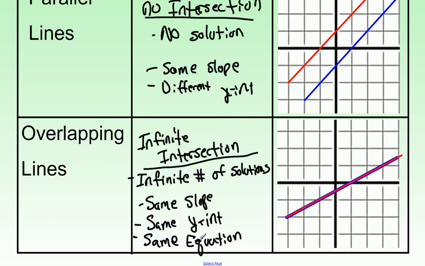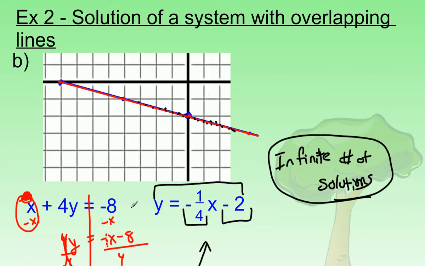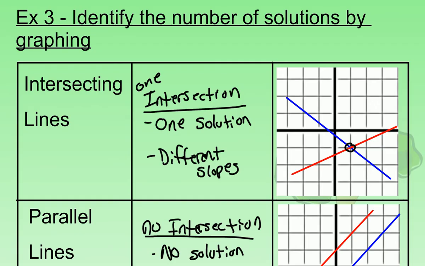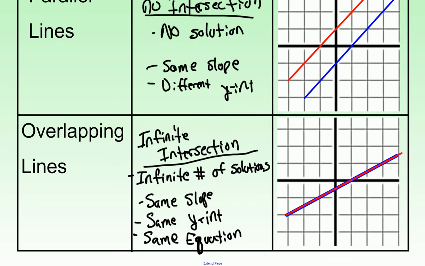Now, the only thing you have to watch out for is when you talk about equation, back here, these did not look the same until you put them in the same form. Remember, to compare two things, they have to be alike. Well, here's one in slope-intercept form. Here's the other once we change it to slope-intercept form, and now we can tell that they're the same. So they had the same slope, they had the same intercept, they're the same formula, the same equation. Therefore, they're overlapping. There's an infinite number of intersections. There's an infinite number of solutions.